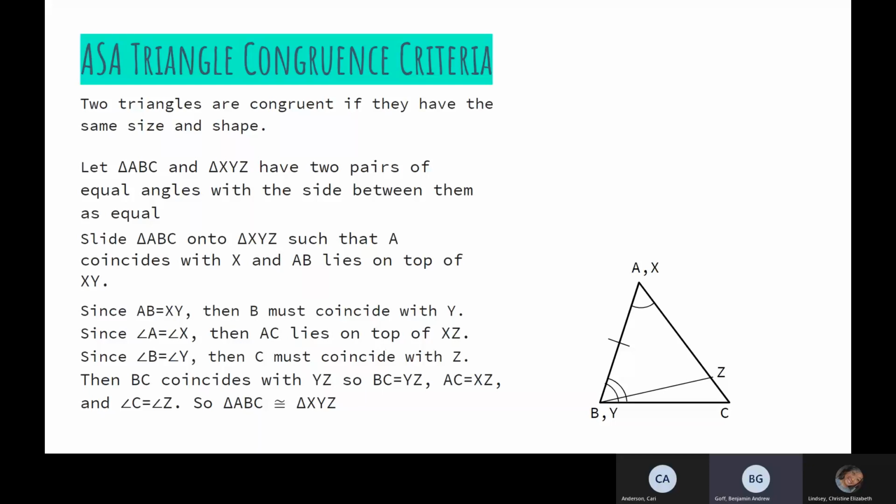For example, if they did not coincide, then the angle B and angle Y would be different, which we cannot have. So we know that C and Z coincide. And since all three points coincide, then by definition, all three side lengths are equal and all three angle measures are equal. So then we have shown that the two triangles are congruent.